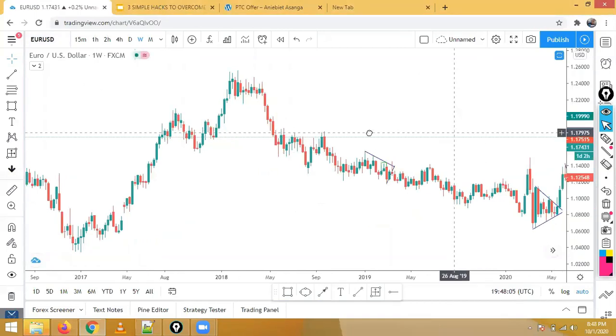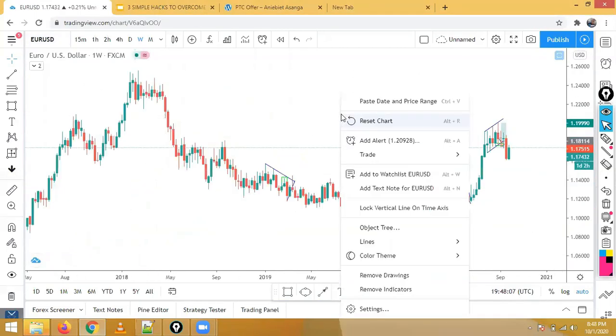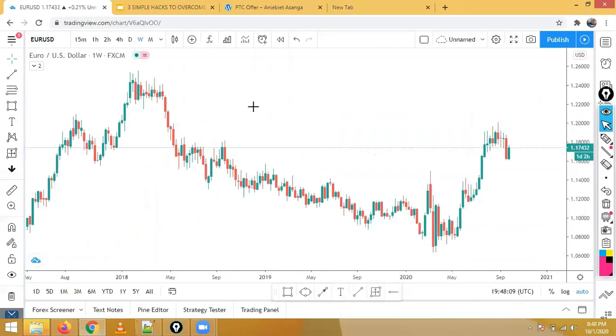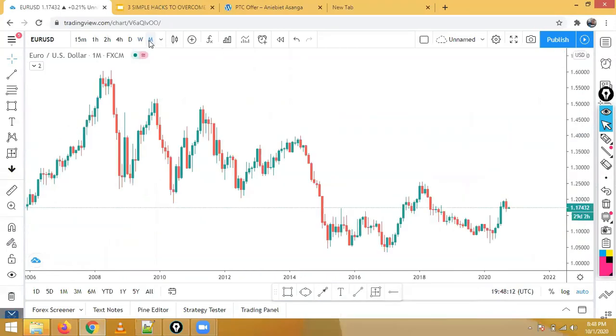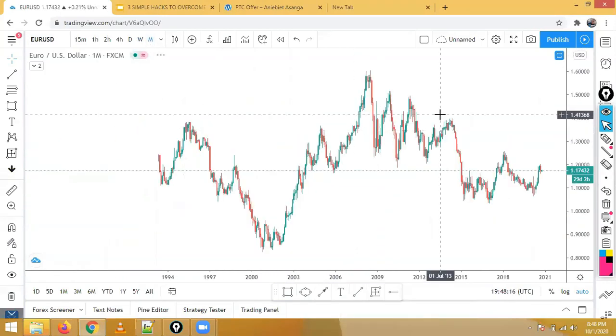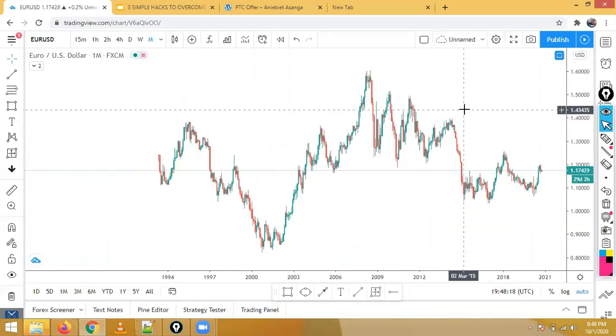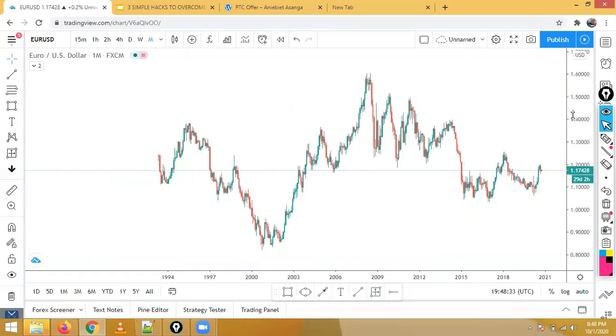EURUSD. So this is EURUSD. Okay, let me clear all the analysis I have there, so we can start from the bottom. This is EURUSD. This is a clean chart. For those of you in the inner circle, the mentorship program, you might have seen my analysis on EURUSD.